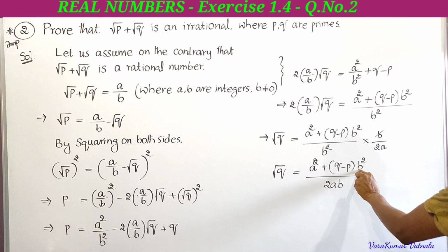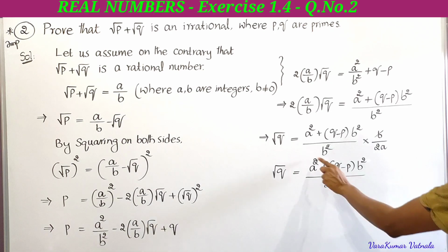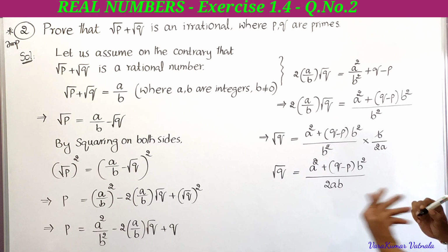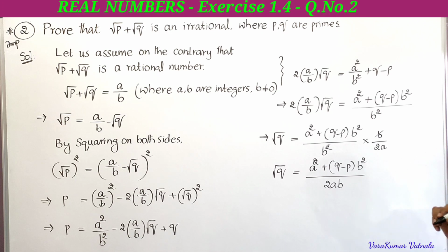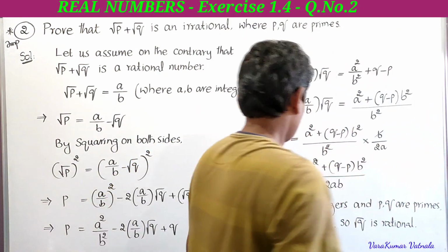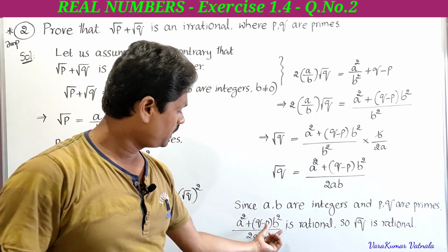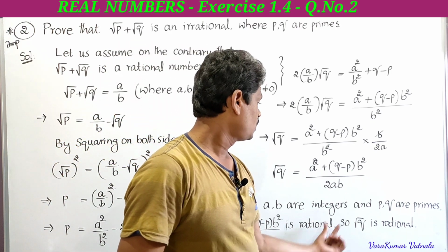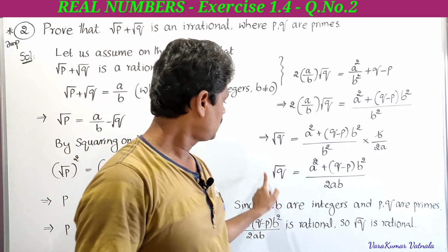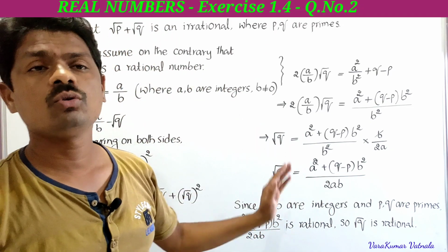So since a and b are integers and p, q are primes, a square plus q minus p into b square divided by 2ab is rational. So root q is rational, but this contradicts the fact that root q is irrational since q is prime. Therefore, we can say that root p plus root q is irrational.